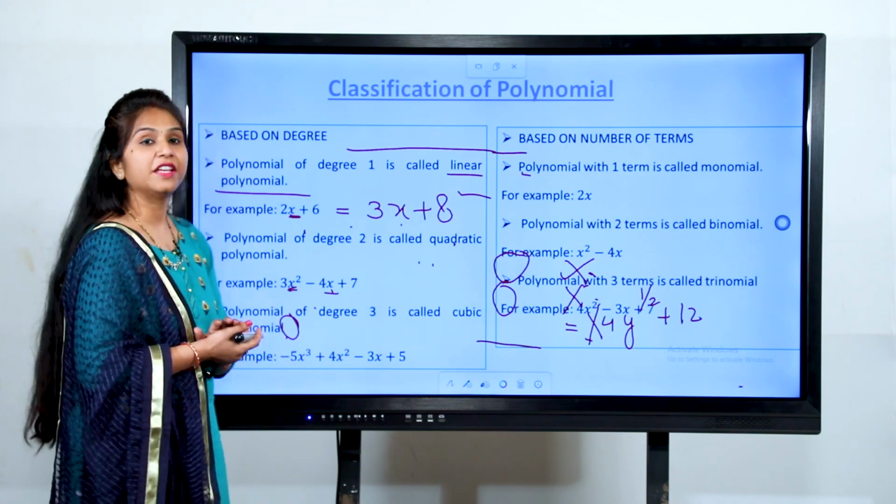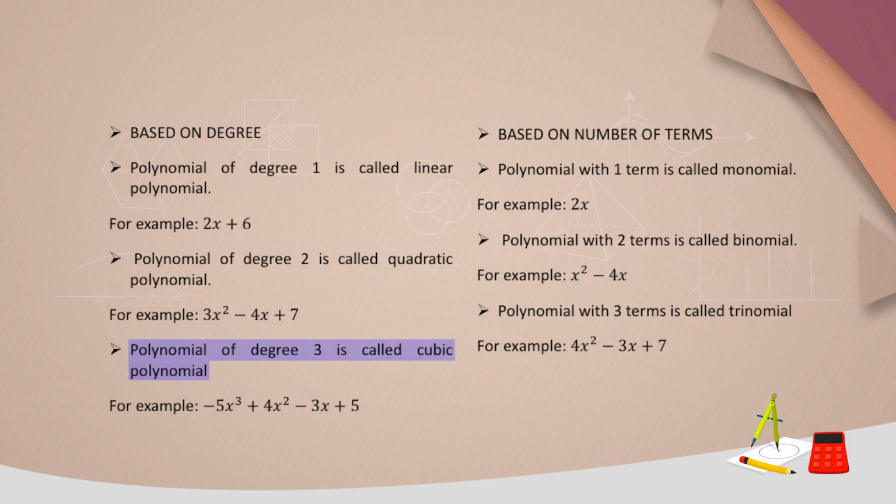And the next one: if the degree of the polynomial is 3, then it is said to be a cubic polynomial. For example, minus 5x cube plus 4x square minus 3x plus 5. You can clearly see here the highest power of the variable is 3. That is why this is said to be a cubic polynomial.